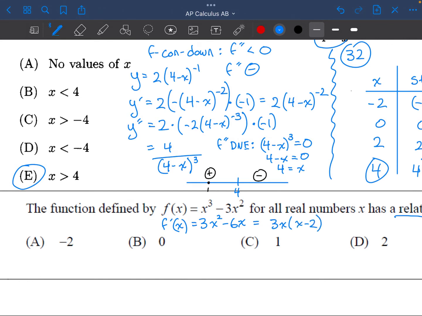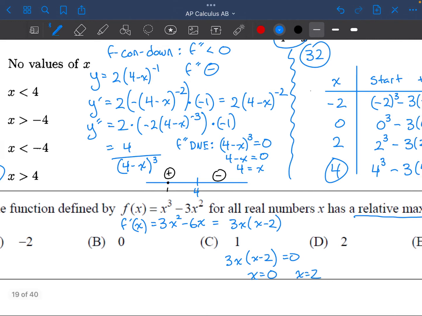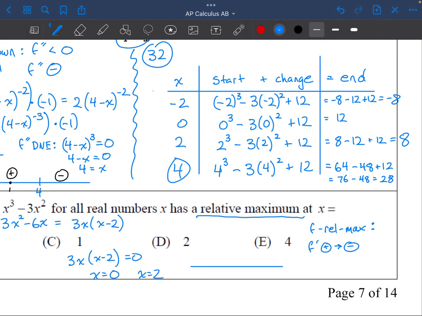I'm going to set that equal to 0, and that will find the boundary points between where you have positive and negative values. If I set 3x times x minus 2 equal to 0, that gives us x is equal to 0 or x is equal to 2. Those are our two little boundary points. Let's go ahead and make a number line to figure out what's going on with those points. So we have 0 and we have 2. Let's do a test value. A good test value I like is 1.